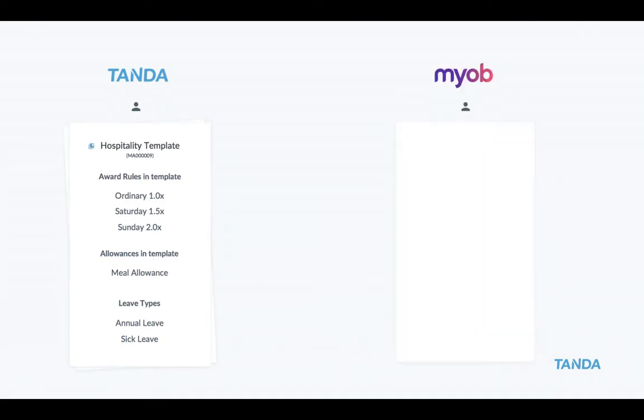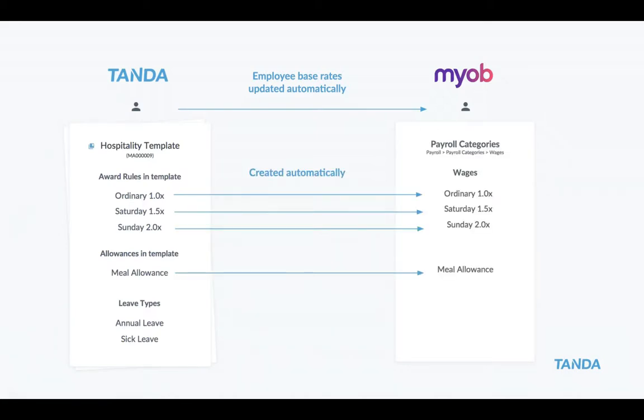Now in MYOB, once you sync the award template with MYOB, this is what will happen. First of all, Tanda will go through and automatically update the base rates on employees in MYOB. We'll also create the award rules in MYOB to match the required award rules from the Tanda template. So this will all happen automatically.